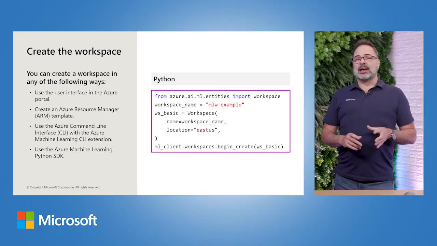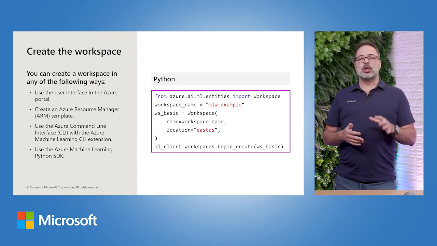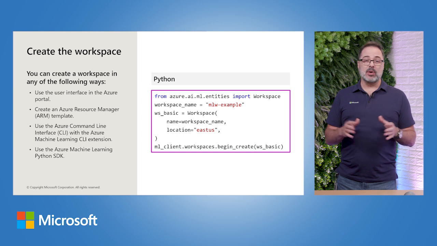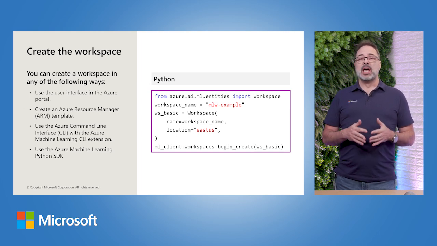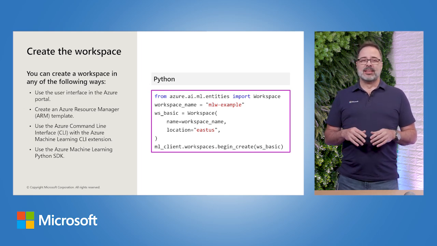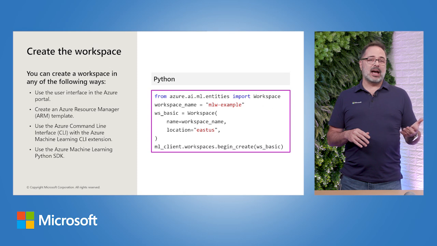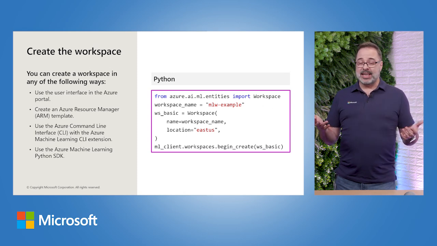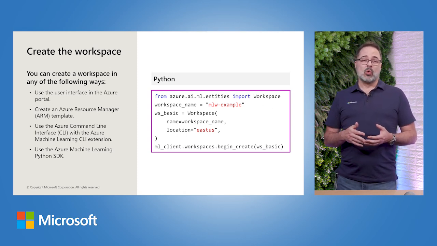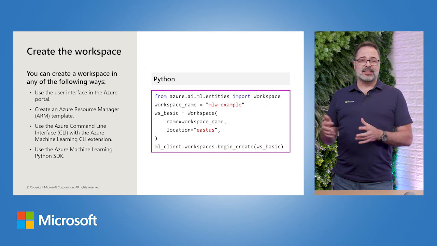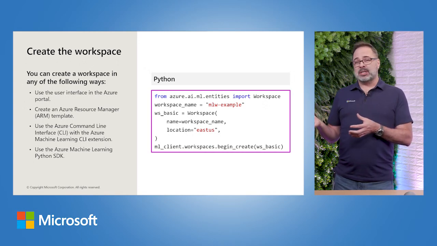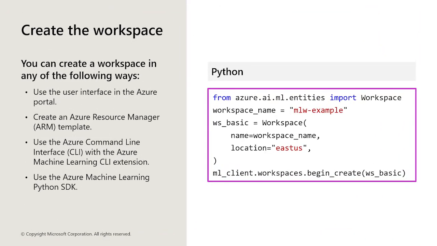When I was showing how to provision the service, I showed it using the Azure portal interface. However, you can also create the workspace a number of different ways, such as using the Azure CLI, which is the Azure command line interface, or ARM templates, or the Azure Machine Learning Python SDK, which you can see an example of on the slide here. We'll explore the developer tools a bit later in this video.